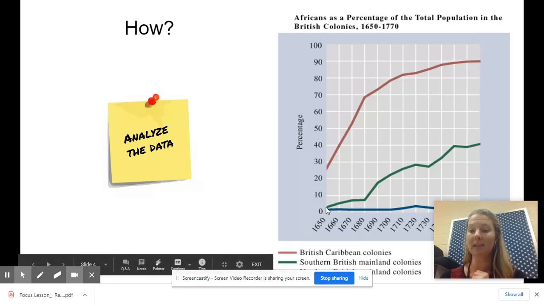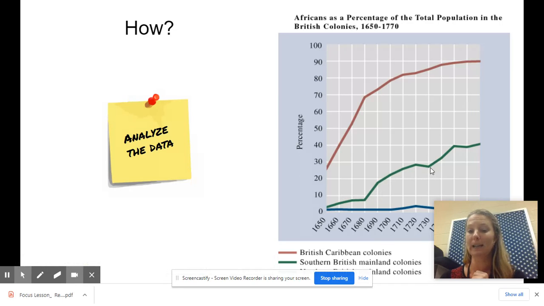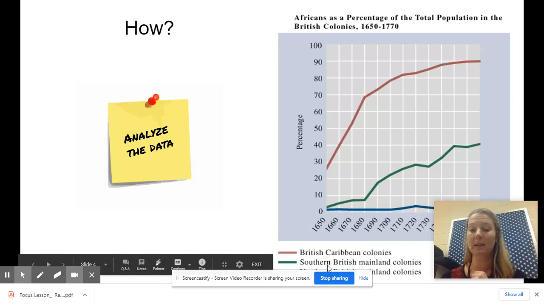The other line I see that is increasing is the green line. This line tells me that the African population is increasing over time because it's going up. And if I look down here at the key, it says that that happened in the southern British mainland. So in the south, the population of Africans increased.